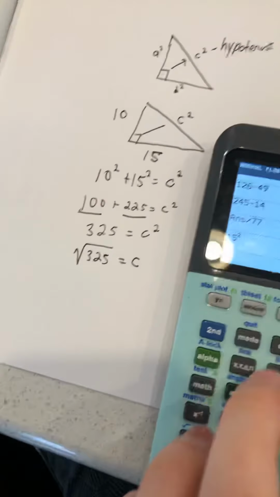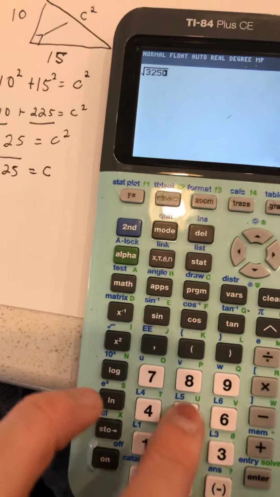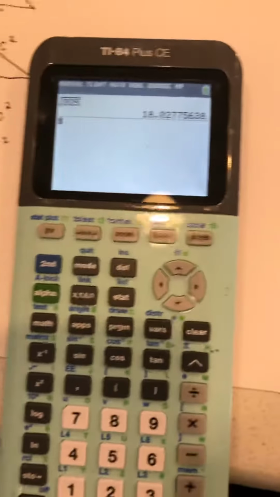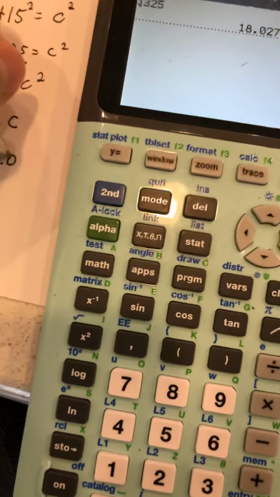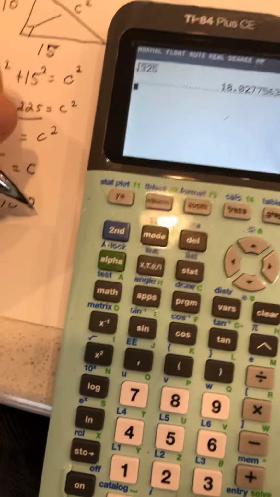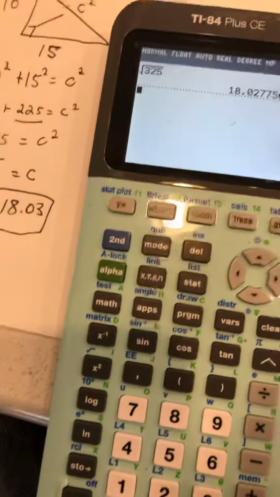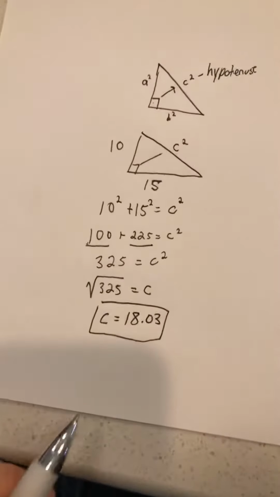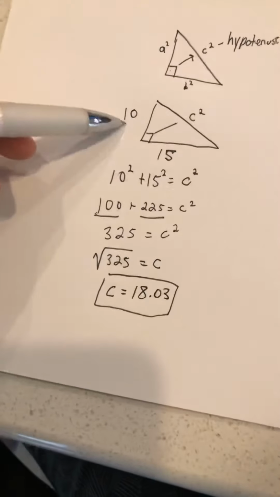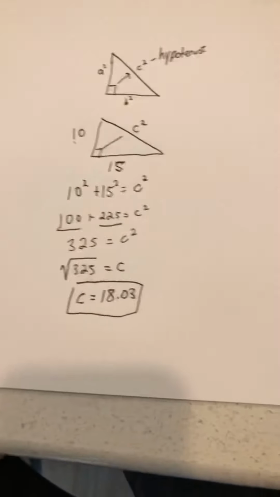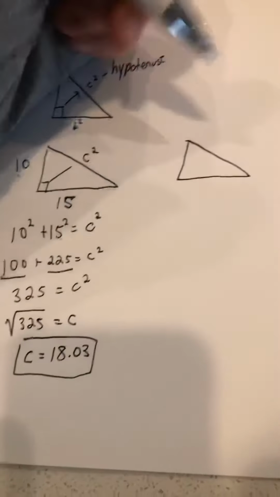So in my calculator, I'm going to type in the square root of 325, and we're probably going to get a decimal. Yep, and that's a-okay. So c is 18.03. I'm going to round that 2 up because the 7 is larger than 5 to get 3. Now I just want to make sure our c is the longest side. So 18.03 is bigger than 10 and 15, so that works.